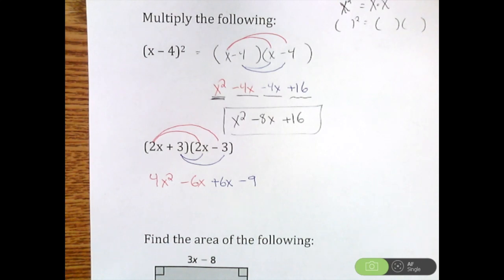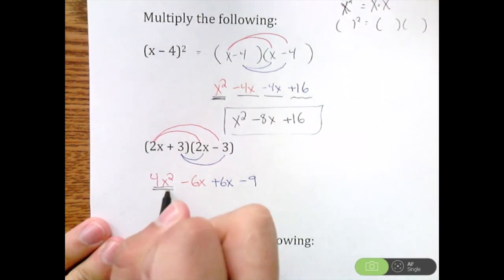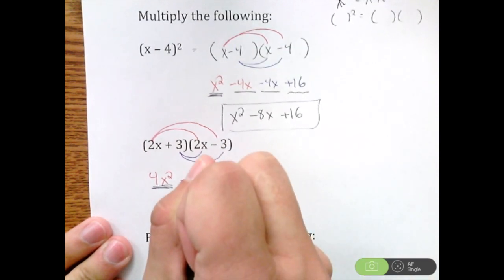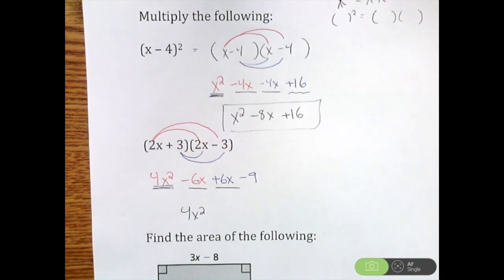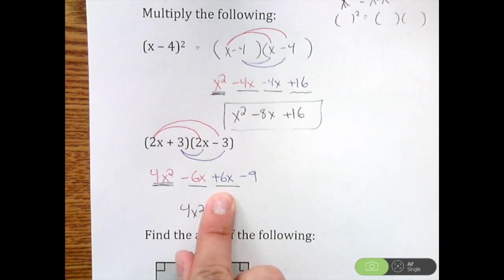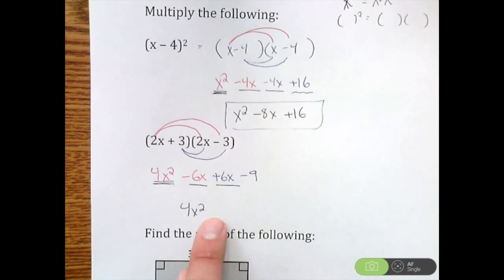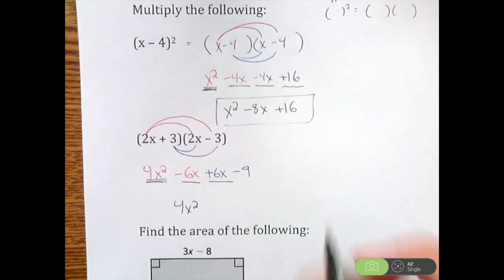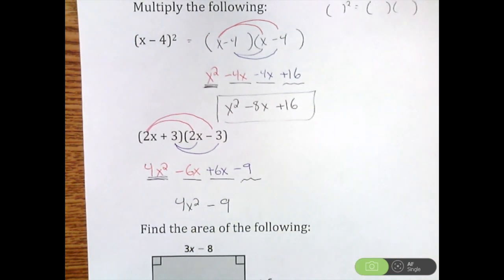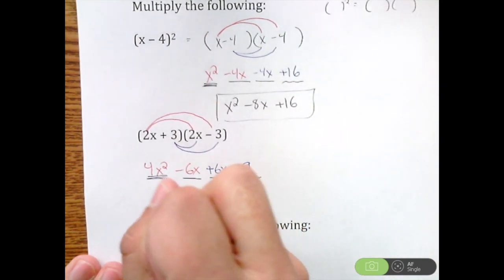So all I have to do then is combine like terms, start with the highest power, work our way down. So I have a 4x squared to start with. So we have 4x squared, a negative 6x, and a positive 6x. A negative 6x plus a positive 6x is 0x, so that is not something we're going to include. But we do end up with that minus 9, bring that down. So I have 4x squared minus 9.